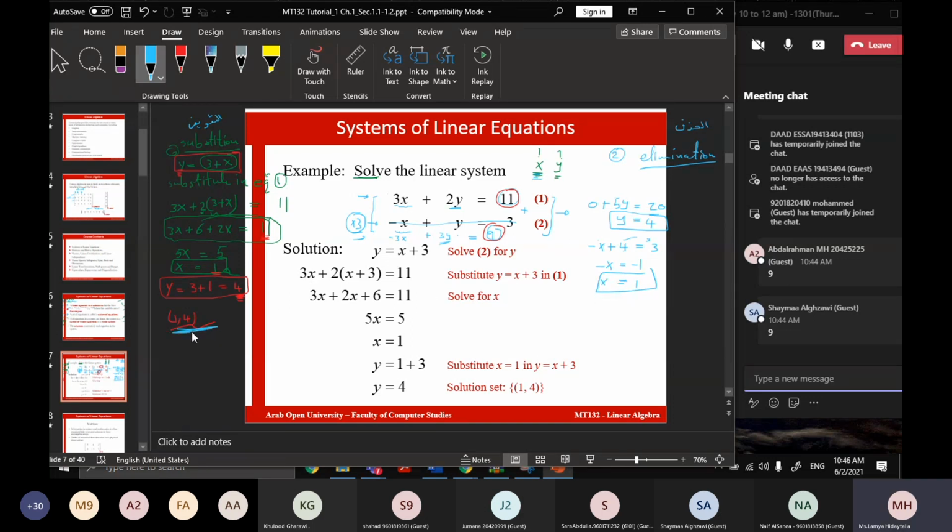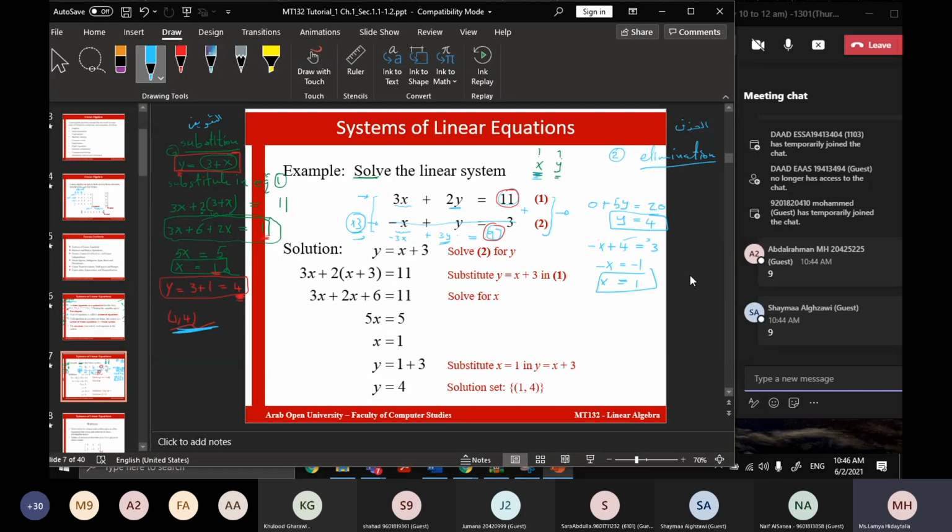Isn't it the same solution as this one here? Yeah. So no matter which method you use, if it's correct, you're going to reach the same solution. No one of us can find a solution that is different from the solution of others. Clear? All of us should get the same solution, but make sure you're doing the correct steps. Okay.